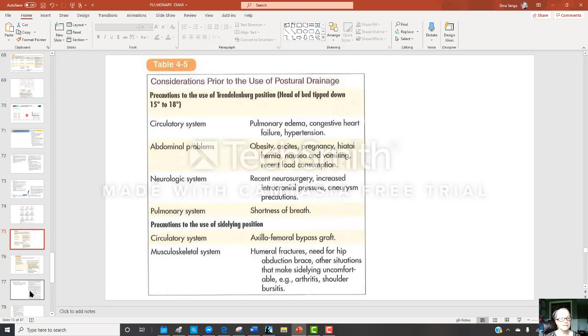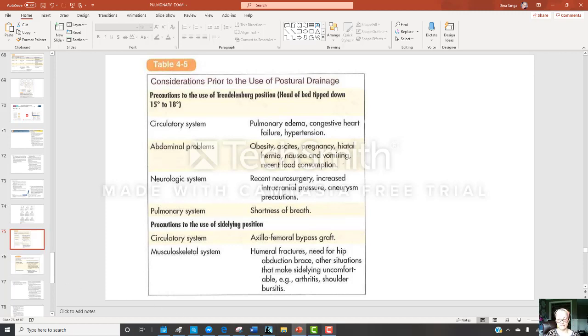Precautions to the use of side-lying position. Circulatory system: axillofemoral bypass graft. Musculoskeletal system: humeral fractures, need for hip abduction brace. Other situations that make side-lying uncomfortable, such as arthritis and shoulder bursitis.